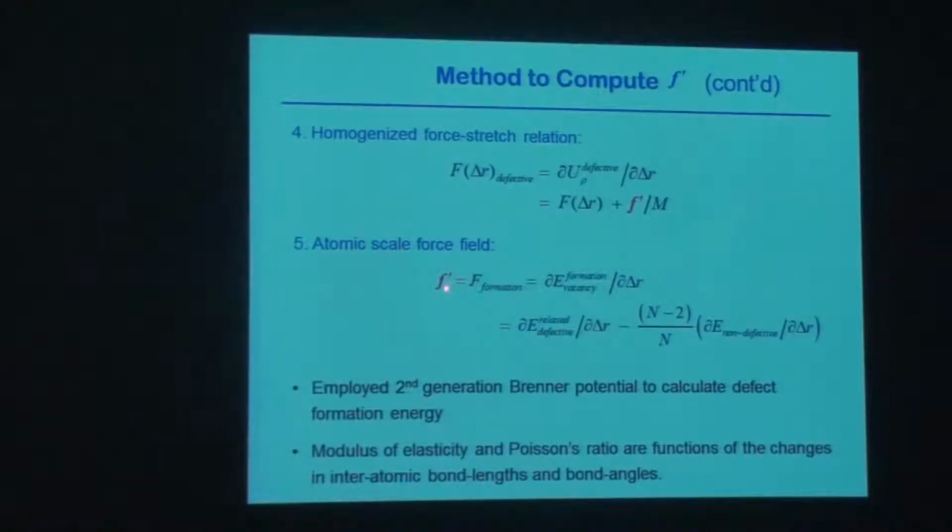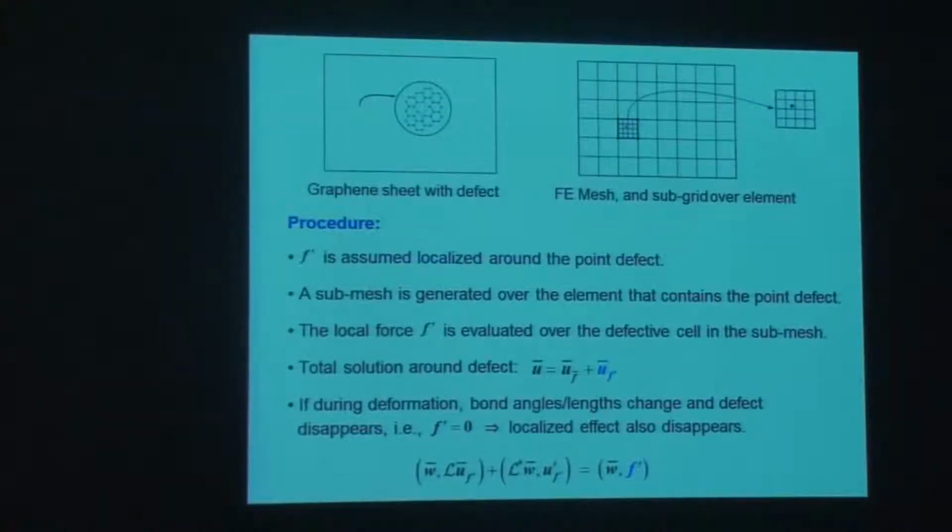So F prime is obtained through atomic scale calculations by embedding these potentials in this framework. And we have used Brenner potential, but if you wanted to use other potentials, you can easily add that in this framework. And based on that, modulus of elasticity and Poisson ratios are obtained as a function of changes of interatomic bond lengths and bond angles. So this is how F prime is obtained and the mechanical properties around the defect. But we still need to solve the problem around that defect. And that is done as shown here.